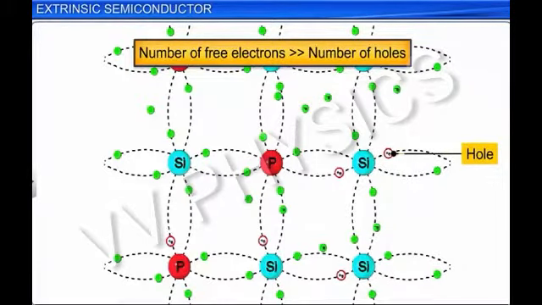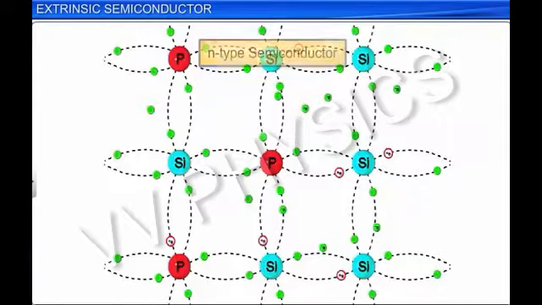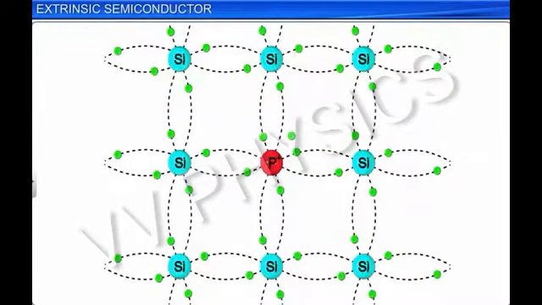Negatively charged free electrons act as majority charge carriers in a semiconductor doped with a pentavalent dopant. Thus, such extrinsic semiconductors are called N-type semiconductors. When a dopant atom in an n-type semiconductor gives up a valence electron, it becomes positively charged. Thus, a dopant atom in an n-type semiconductor is called a positively charged core or donor impurity.